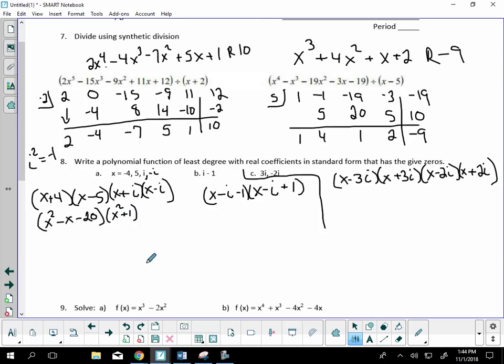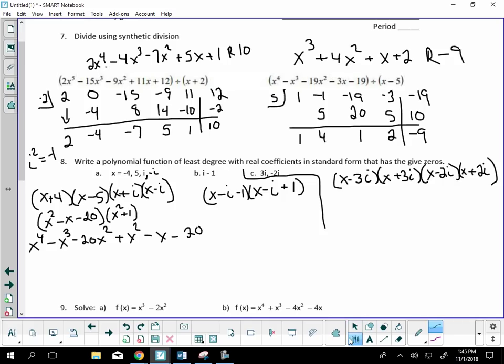And then you need to FOIL that whole thing out again. x to the 4th minus x cubed minus 20x squared plus x squared minus x minus 20. Combine your like terms together, and you're going to get x to the 4th minus x cubed minus 19x squared minus x minus 20.